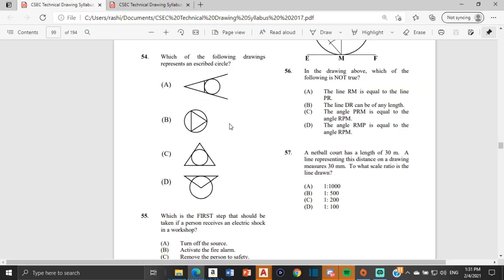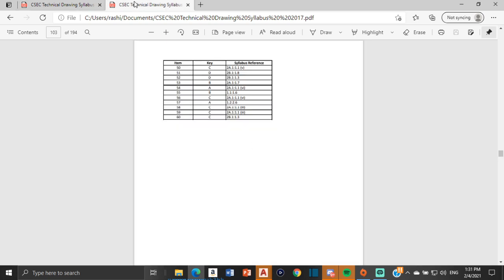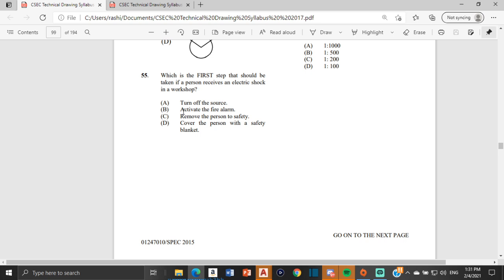Alright? Good. Number 55. Which is the first step that should be taken if a person receives an electric shock in a workshop? Is it turn off the power source, activate the fire alarm, remove the person safely, or cover the person with a safety blanket? The answer, surprisingly, is going to be B. Activate the fire alarm. And this is the reason.